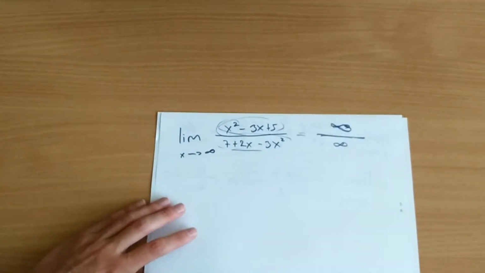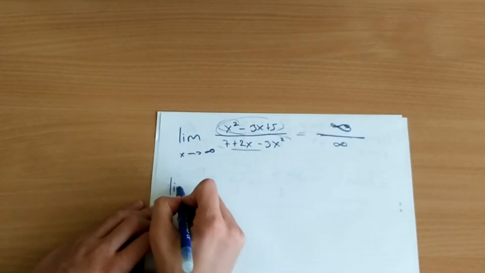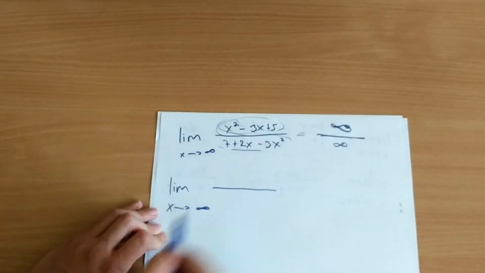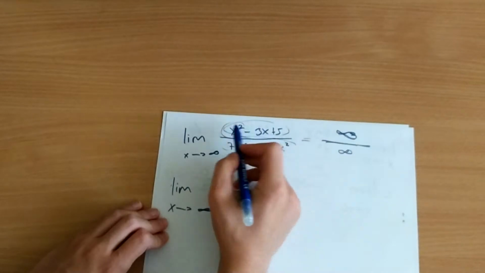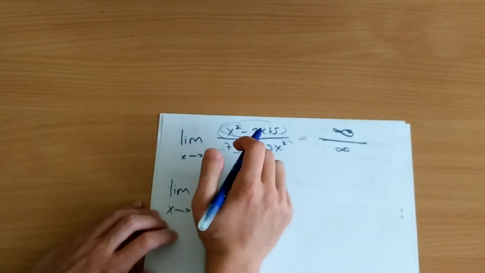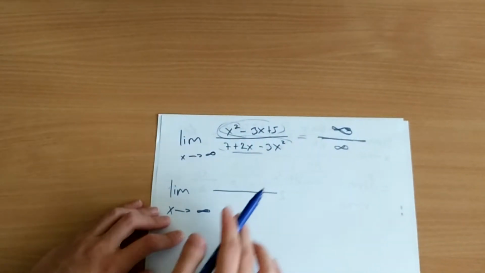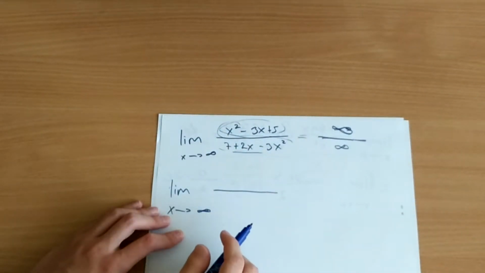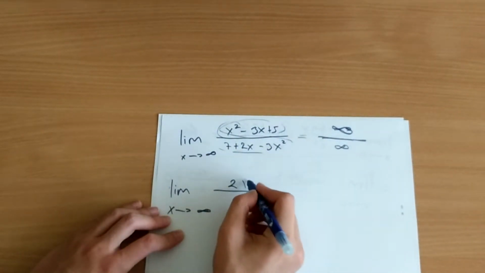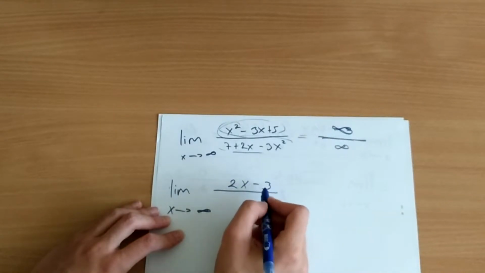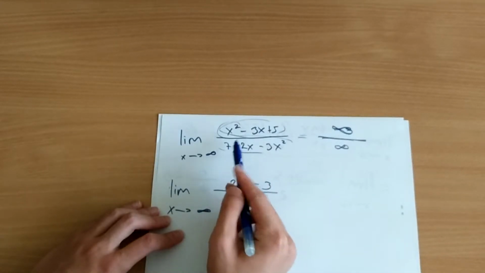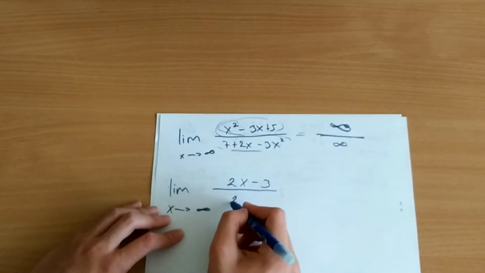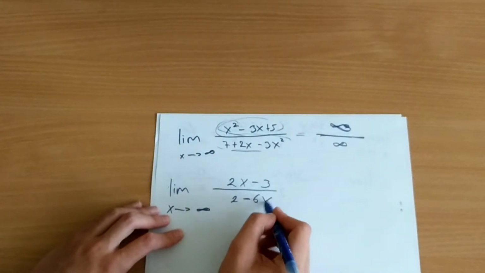So if we apply L'Hopital's rule, we need to find first the derivatives. You can think of these two expressions as separate functions. So now the derivative of x squared minus 3x plus 5 is 2x minus 3, and the derivative of 7 plus 2x minus 3x squared is 2 minus 6x.